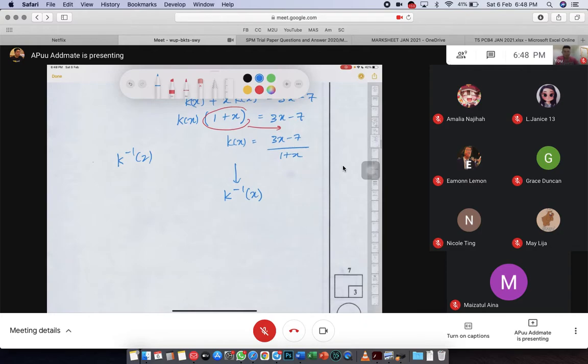Anyone got the answer already? K inverse 2. Oh, okay, yes, Ammar. Yes, very good. K inverse 2 is 9. Very good. Okay, you got it. The rest, May, okay, May?